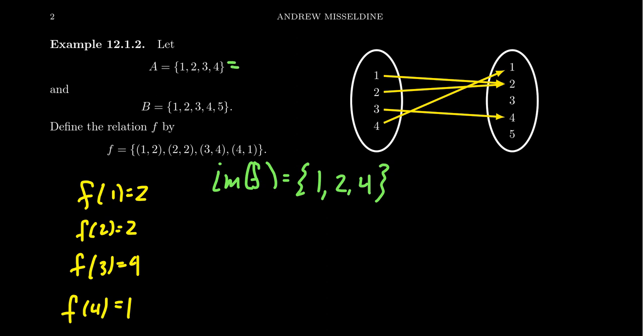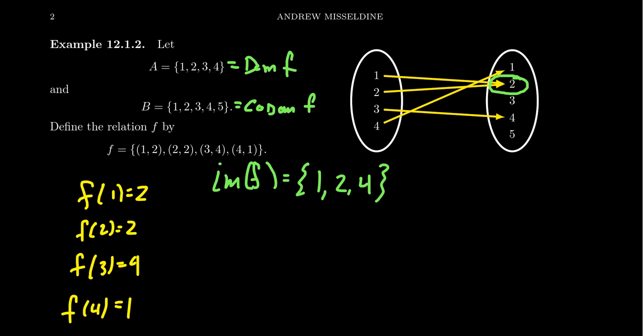This is, of course, the domain of f. This is the codomain of f. The image you have to calculate. The image is going to be {1, 2, 4} because 3 and 5 get missed. Some other things I want you to note is that it's very possible that two different elements in the domain could be assigned the same element in the codomain.